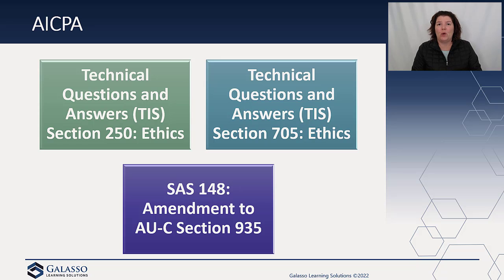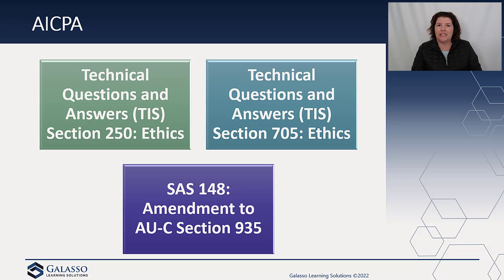They also issued one SAS, SAS 148. This is a very targeted item. It only impacts AUC section 935, which is our compliance audit. So for those of you who do single audits, you know that we leverage 935 there. And 935 tells us what to do when we're doing a compliance audit, because we're not looking for the risk of material misstatement, we're looking at the risk of material non-compliance.